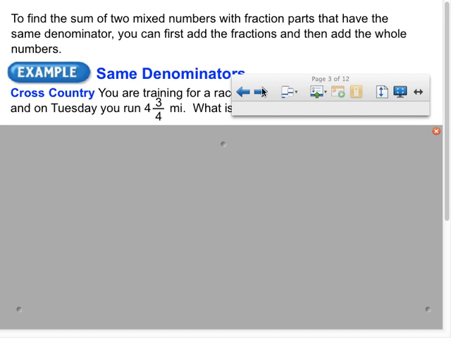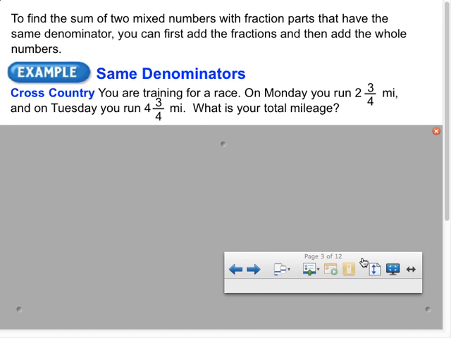Moving right along. Now we're going to go to same denominators for mixed numbers. So remember, I'm doing 2 lessons today. I'm showing you the fraction, and then I'm showing you how to deal with it with mixed numbers. So to find the sum of 2 mixed numbers with fraction parts that have the same denominator, you can first add the fractions, then add the whole numbers.